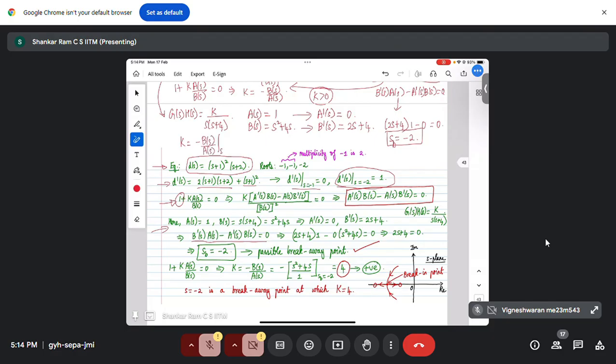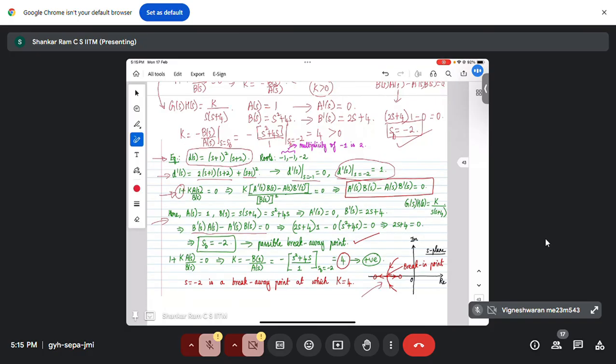So essentially we calculate minus of s squared plus 4s, that is B of s, divided by A of s, which is 1, at s equals minus 2, or s_b equals minus 2. If we substitute and calculate it, in the numerator s squared plus 4s becomes minus 4, but then there is a minus outside. So minus of minus 4 becomes 4, and that is positive. So we have s_b equal to minus 2 as a breakaway point. Okay, so that's what happens in this particular example.